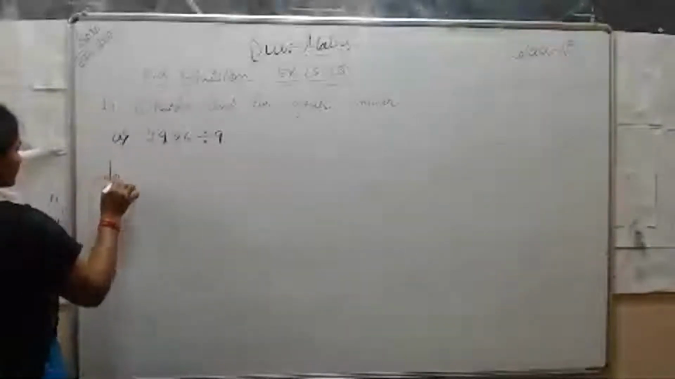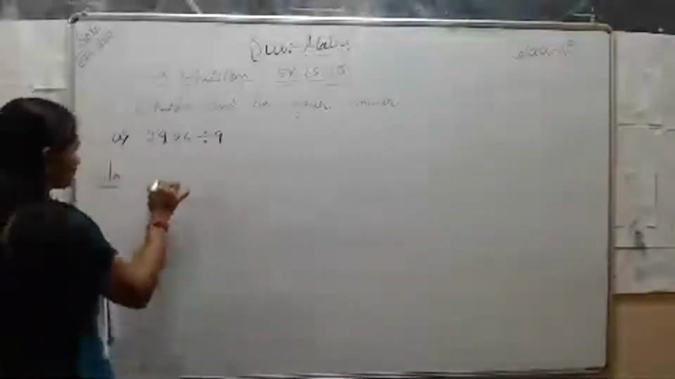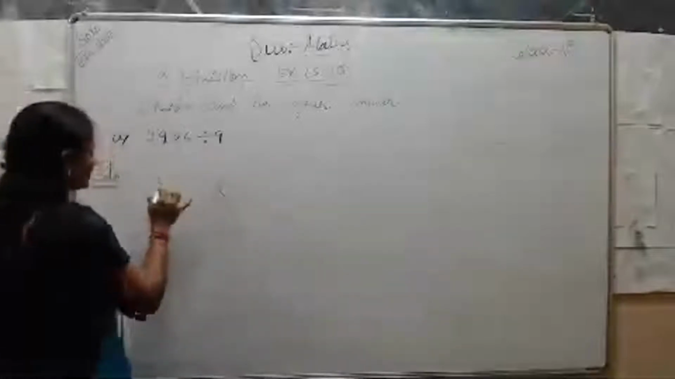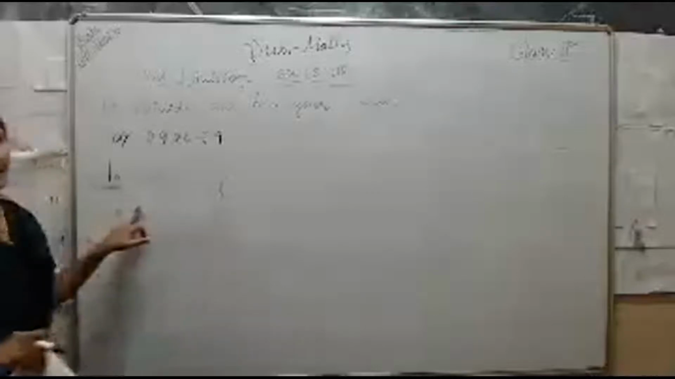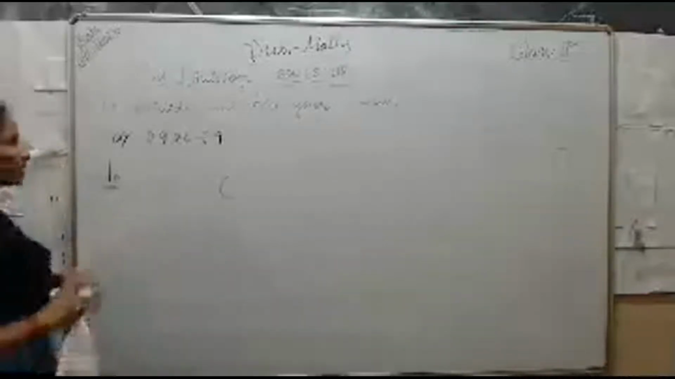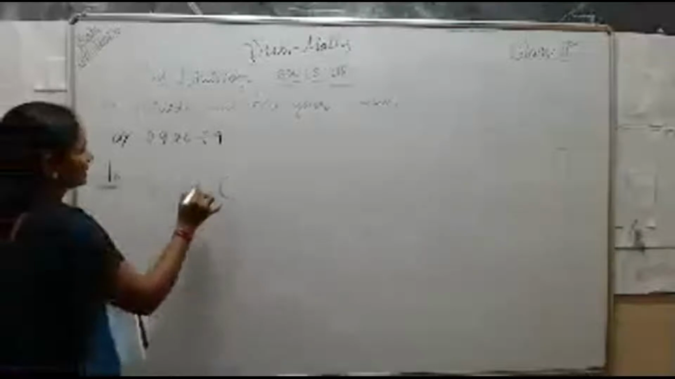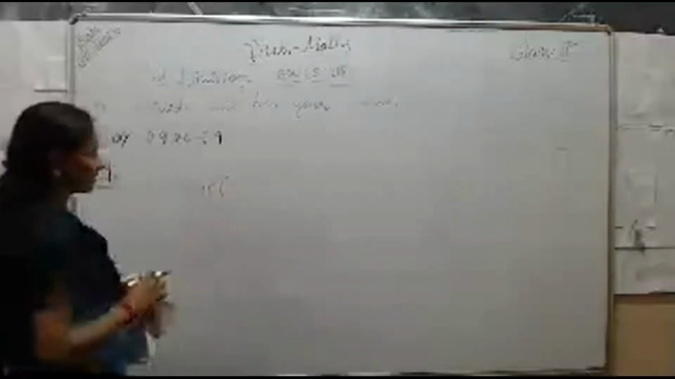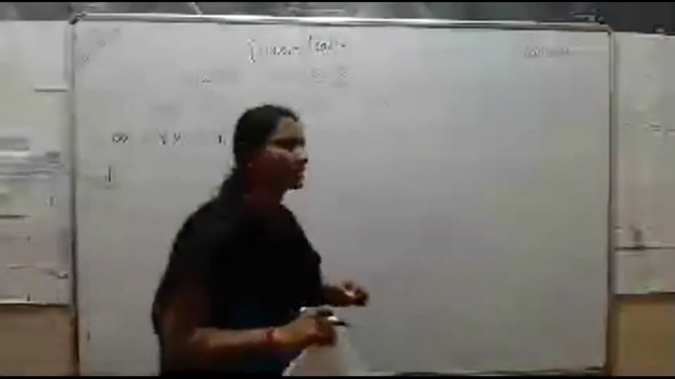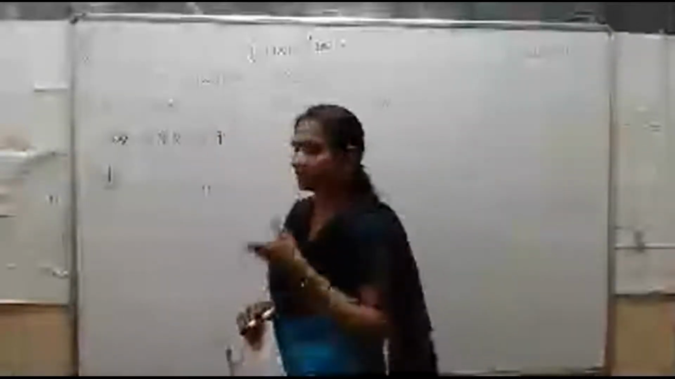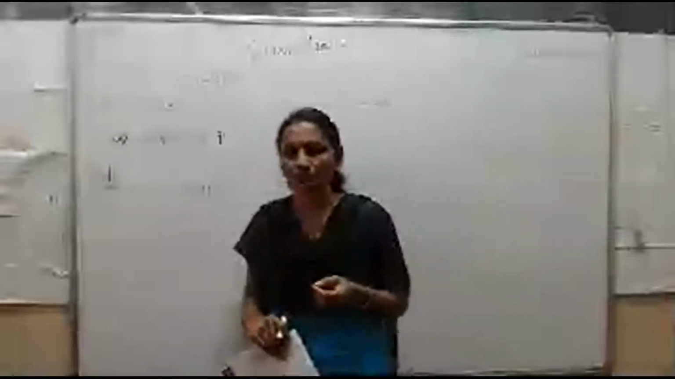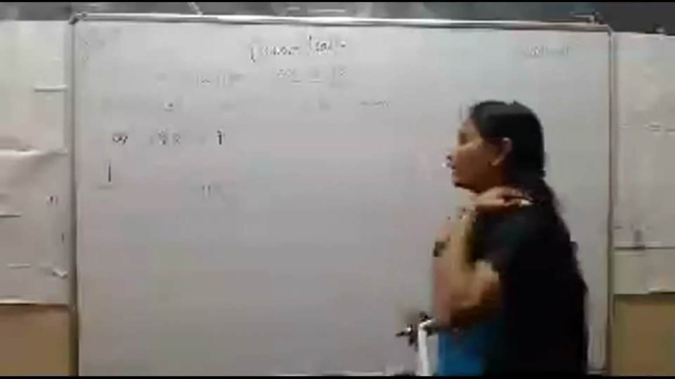Okay, students, first you have to write the solution. Just arrange them. The symbol of division: 9 is the divisor, and 2926 is the dividend. Now you have to find the quotient and the remainder, because the divisor is already given. So now you find the quotient and the remainder.